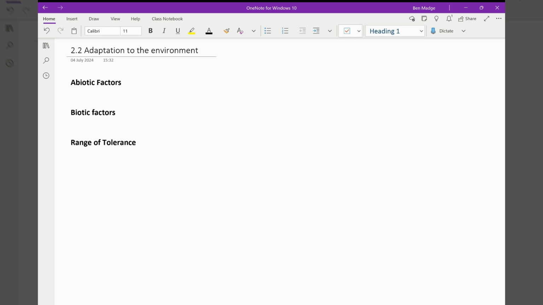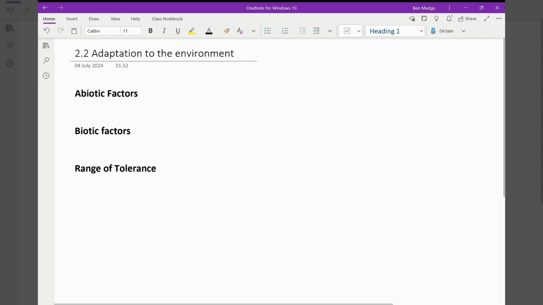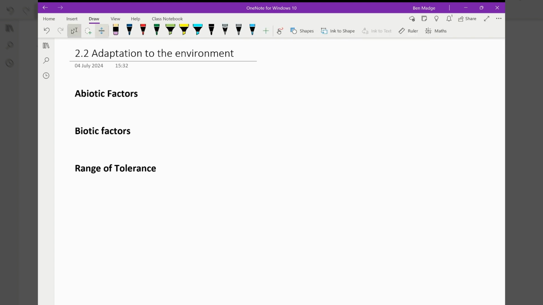So today we're looking at adaptation to the environment. To start with, we need to look at the factors that affect where things live in an environment. And then we're going to look at something called the range of tolerance, how well things are adapted to different factors. So to start with then, let's have a look at some of the different factors.